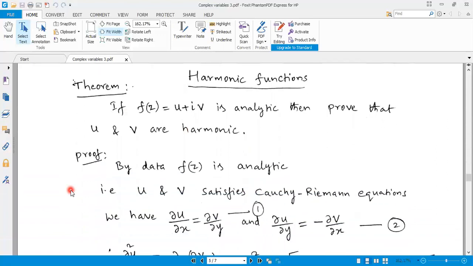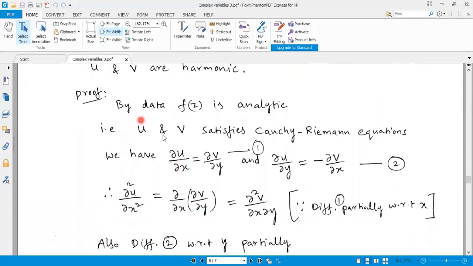If f of z is an analytic function, then prove that u and v are harmonic. That means the real and imaginary parts of an analytic function are harmonic. So now let us prove u and v are harmonic. By data, f of z is analytic.